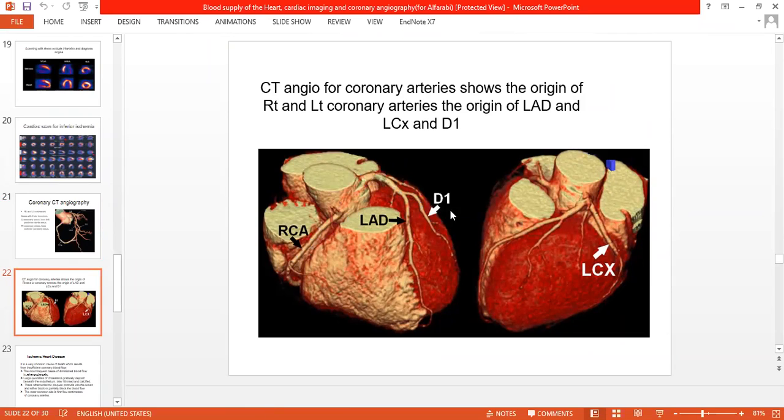So if you go behind and see, here you can see the main left coronary artery. Here is the right coronary artery, and now the left is giving the circumflex branch, and this is the left anterior descending, which is also called the anterior interventricular branch. These are the diagonal branches.